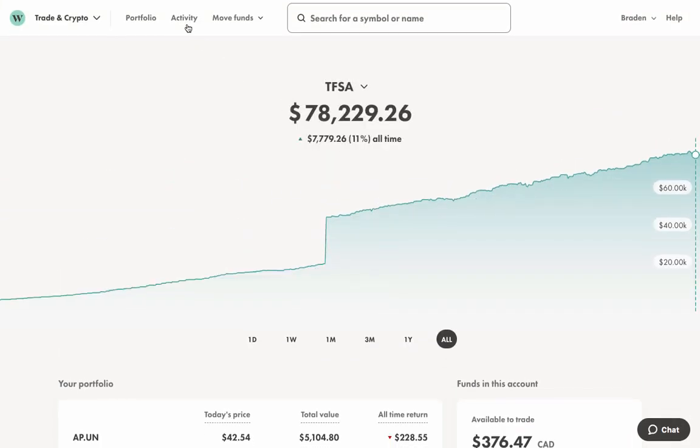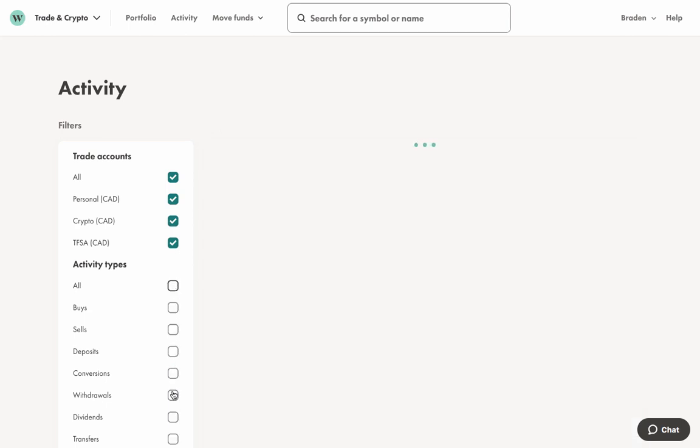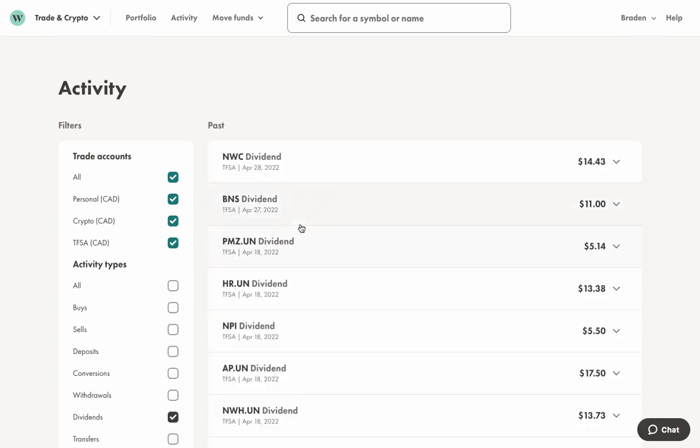And I also want to show you that I got some dividends recently. If we go here and filter for dividends, the last one that I recorded in the spreadsheet was PMZ, but there's one here from Bank of Nova Scotia for $11 on the 27th, and one from Northwest Company for $14.43. So I'm going to have to bring that into the spreadsheet as well.